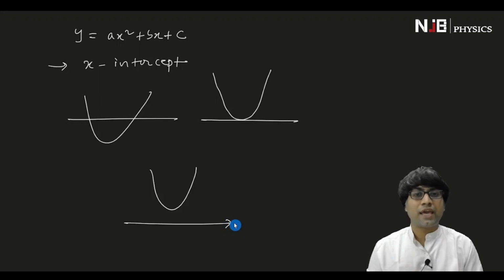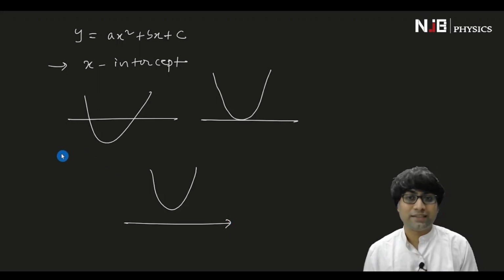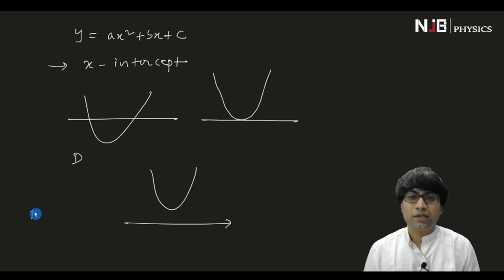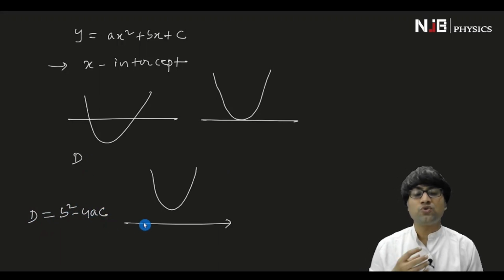Well, of course, a can be positive or negative. I have taken the case where a is positive, so all these graphs are concave up graphs. So what is going to determine which case it is going to be? Well, it is the value of the discriminant D. What is this D? Well, D is basically equal to b square minus 4ac. So you just need to calculate this value, b square minus 4ac.